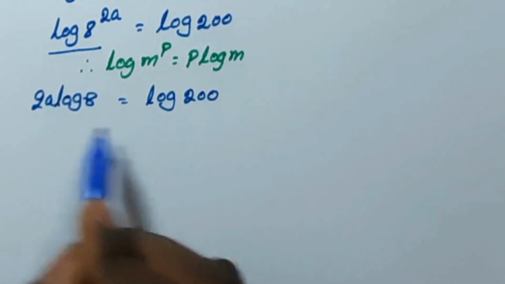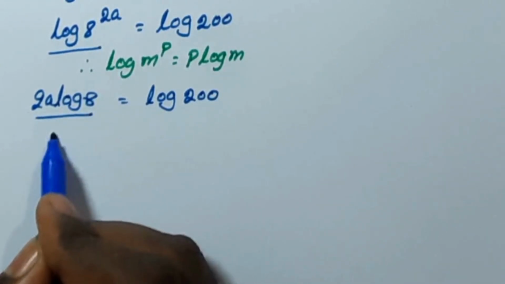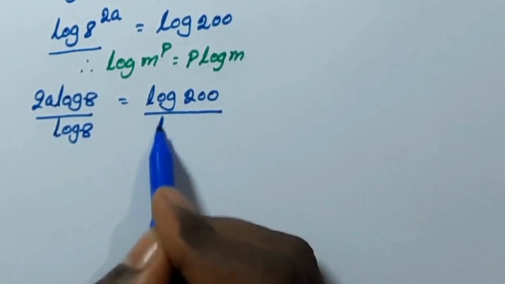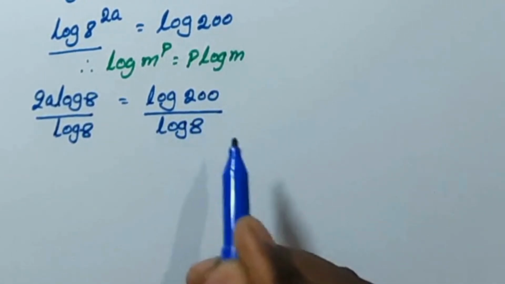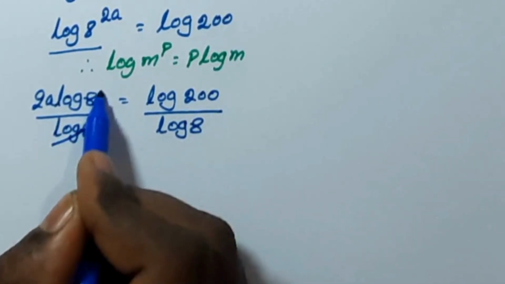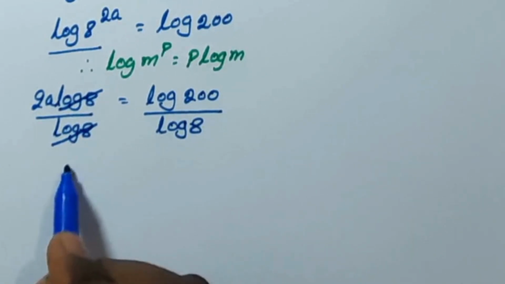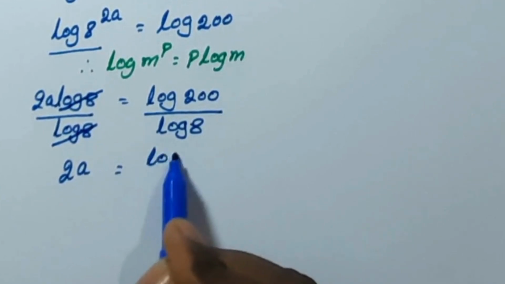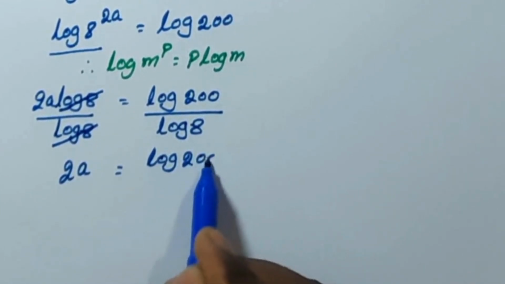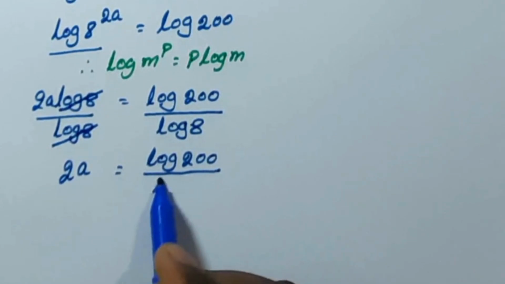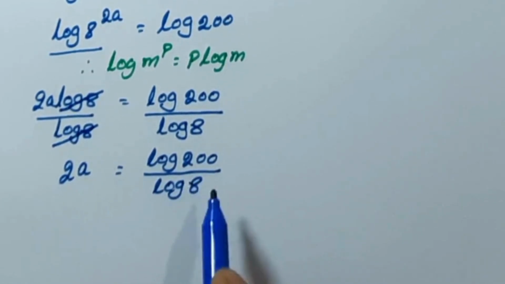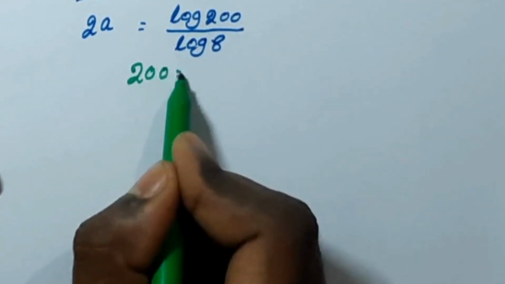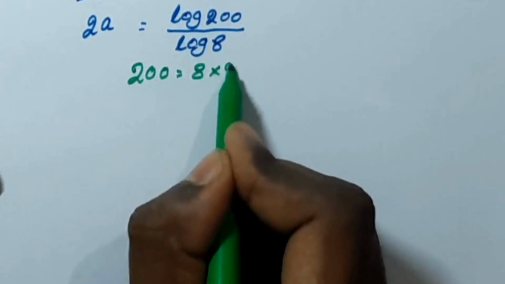Divide by log 8 on both sides. This log 8 cancels this log 8. So we have 2a = log 200 / log 8. Now this 200 can be written as 8 times 25.